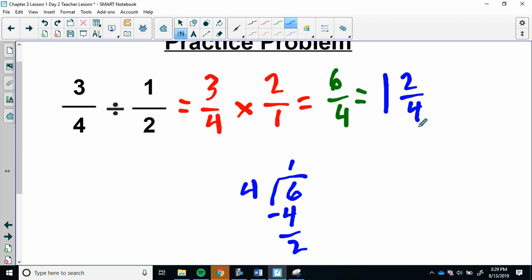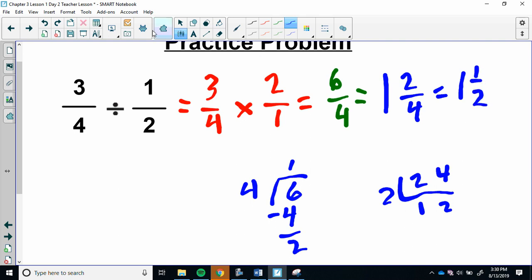Now the last thing we have to do is make sure that the fraction part of our mixed number is in simplest form, and 2/4 is not in simplest form. If we used the ladder method for 2 and 4, you could see that we could divide them both by 2. 2 divided by 2 is 1. 4 divided by 2 is 2. So our answer is 1 1/2. That would be our final answer.